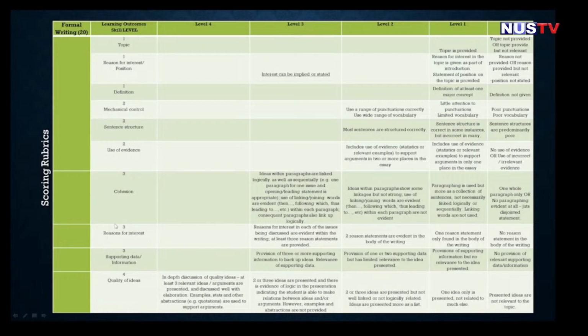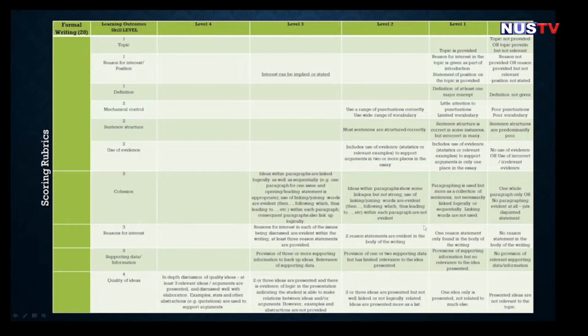Now, moving on to the next skill level 3, which is reasons for interest. Now, for this part, we are looking at reasons for interest in each of the issues being discussed. And so we are looking at each, especially within each body paragraph. So you have to have reasons for interest in each body paragraph on the points that you are discussing.